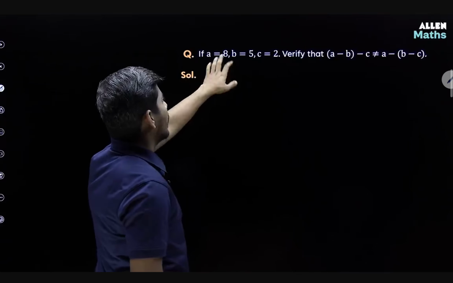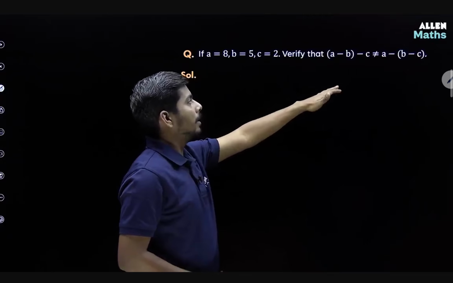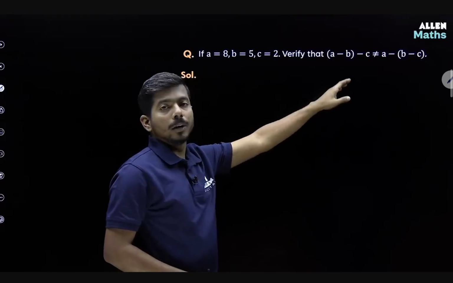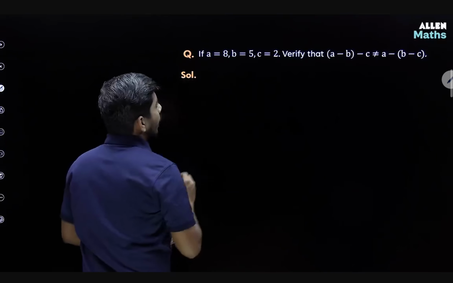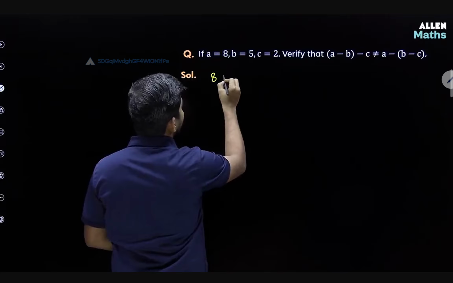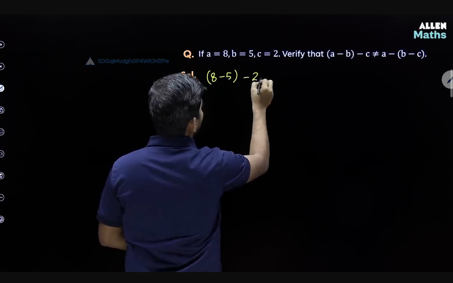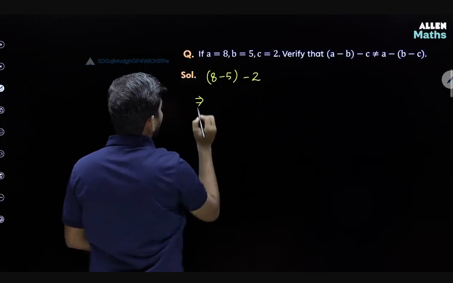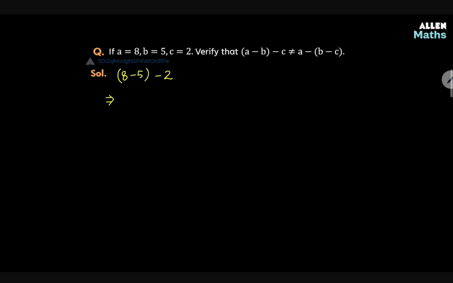If a is equal to 8, b is equal to 5, c is equal to 2, verify that a minus b minus c is not equal to a minus b minus c. So let's plug in the values. 8 minus 5 and minus 2, that we have to simplify first. So 8 minus 5, that is 3. So 3 minus 2, we are getting 1.